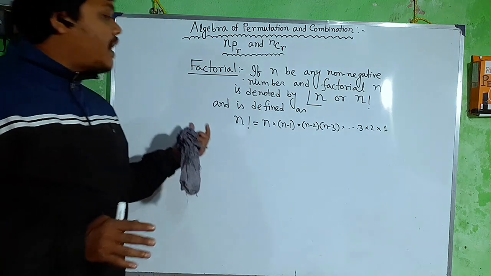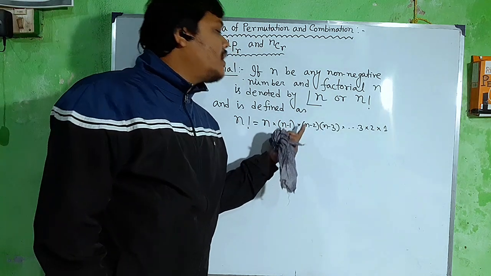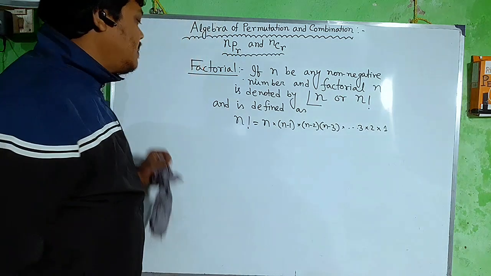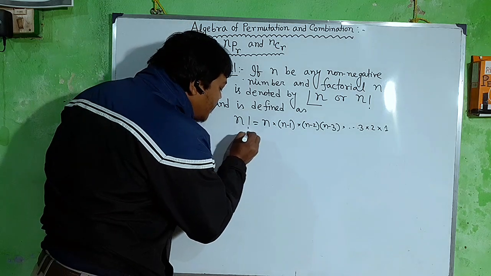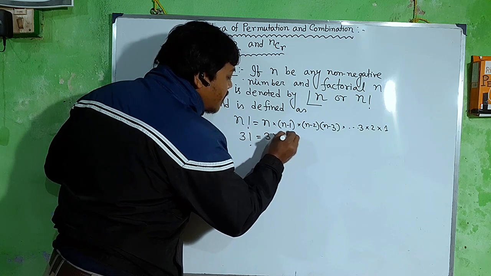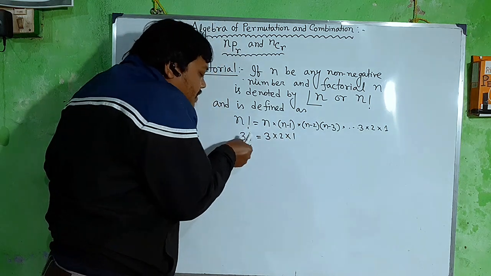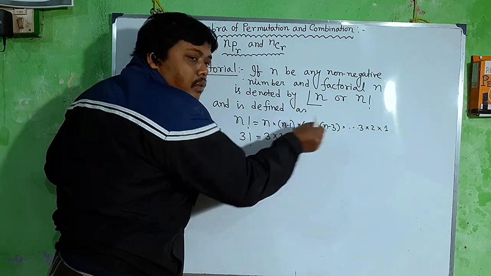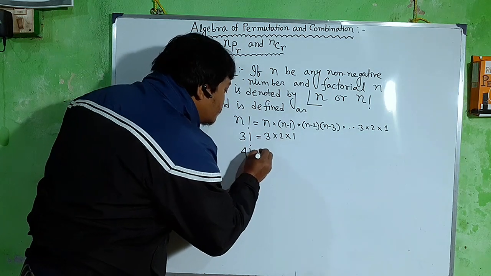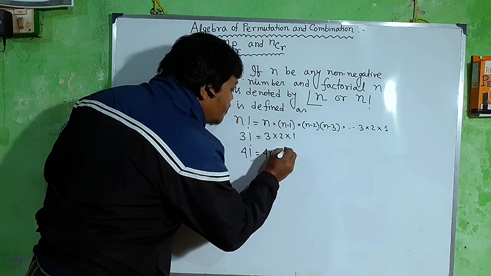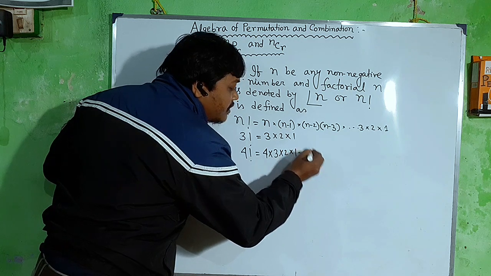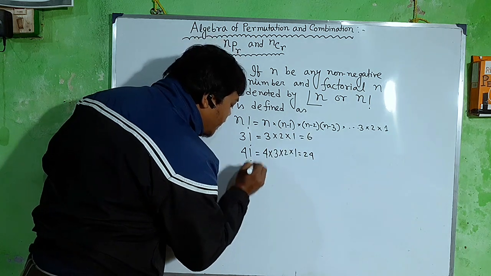So what is factorial n? Factorial n is n into n minus 1 into n minus 2 into n minus 3 down to 3 into 2 into 1. For the special case, what about 3 factorial? 3 factorial is 3 into 2 into 1. You start from that number and decrease by 1 each time, and the product of these numbers gives the factorial. So what about 4 factorial? That is 4 into 3 into 2 into 1, which gives 24. This gives 6 for 3 factorial. What about 5 factorial?